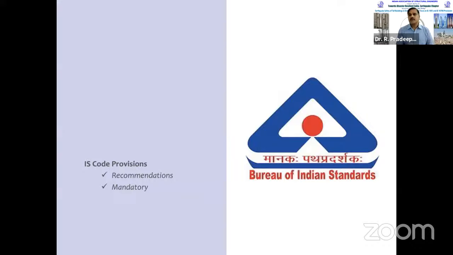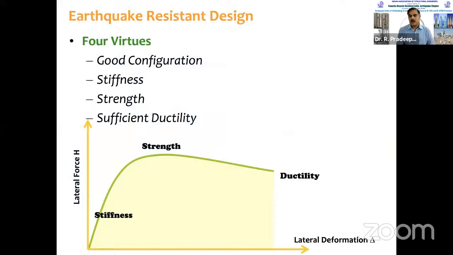Now coming to code recommendations. What are the recommendations and what are the mandatory requirements? I am taking reference from two codes: IS 16700 and IS 1893. Now what the code says is there are four virtues: one is configuration, second is stiffness, third is strength, and the fourth is ductility. These are the four important things when we design. We have to ensure that our structure has all these four.